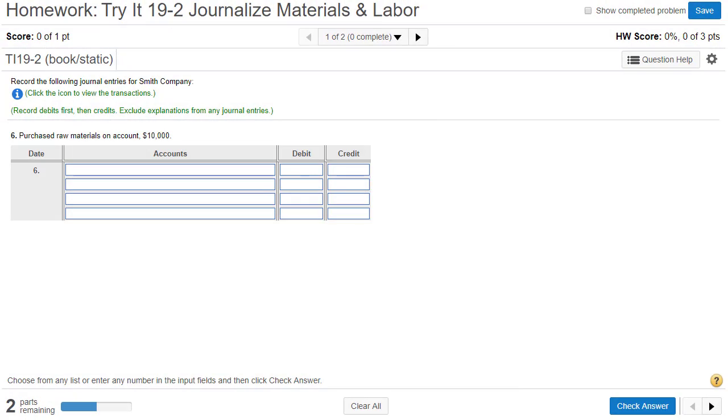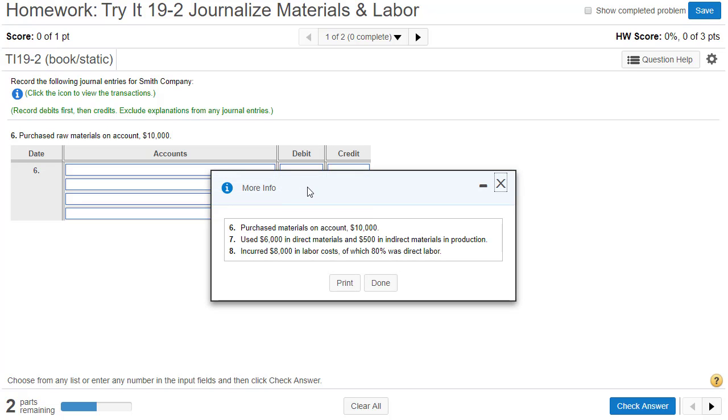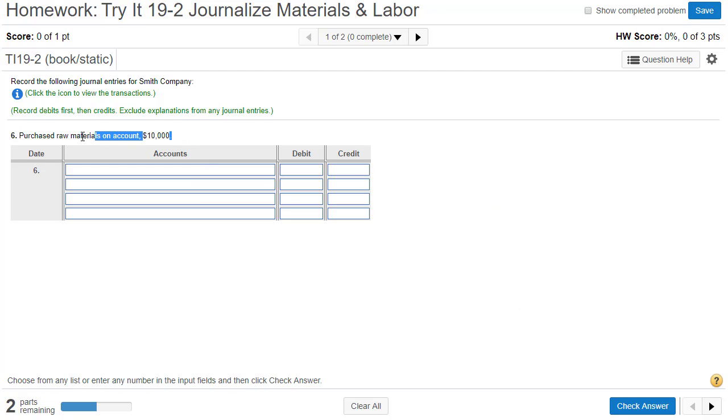This homework assignment is Try-It 19-2. We're going to journalize materials and labor. We are to record the following journal entries for Smith Company. Here are the entries, but we really don't need this because the explanations are right here.